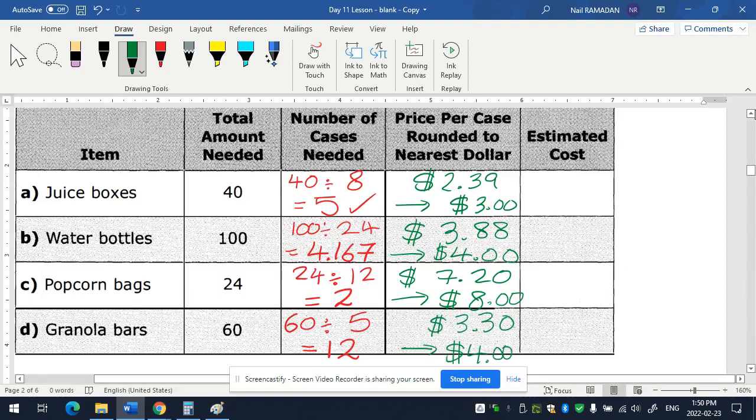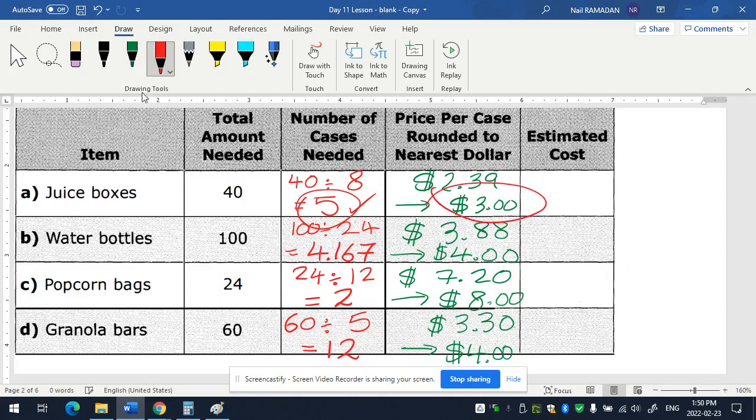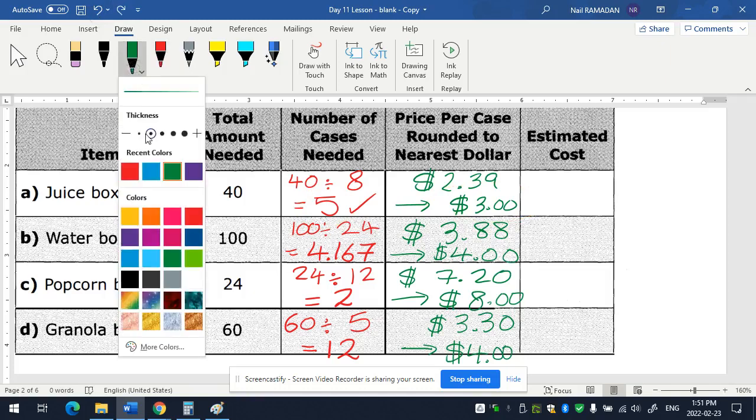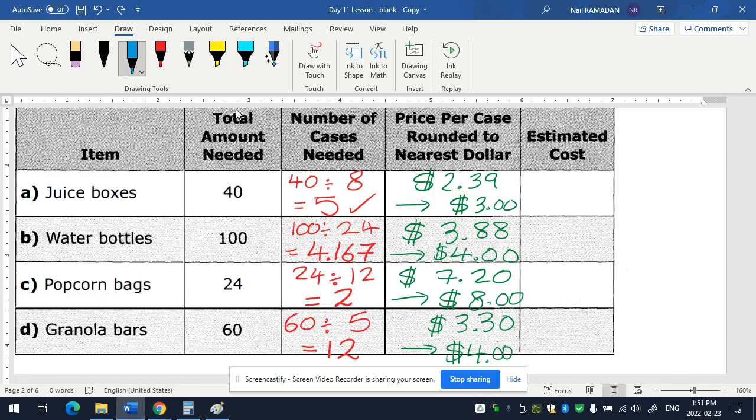So we have the price for each case, and we have the number of cases. So how can you find out how much money you need for 5 cases of juice boxes? Just multiply this number by this number. So I want you to write 5 times $3. So how much money do you need to actually secure to get the juice boxes? $15.